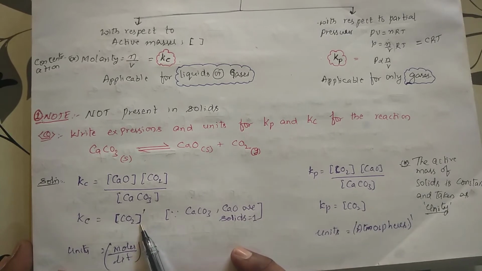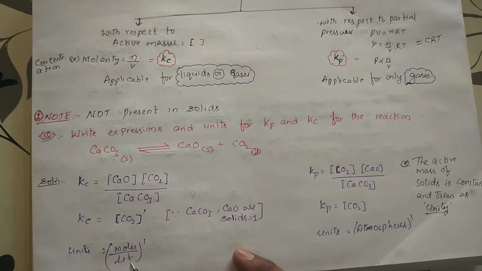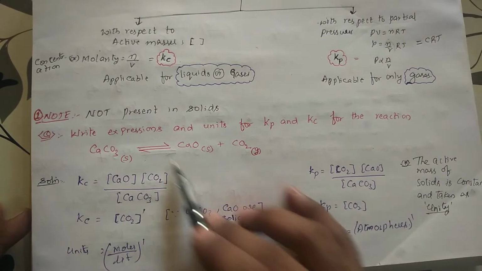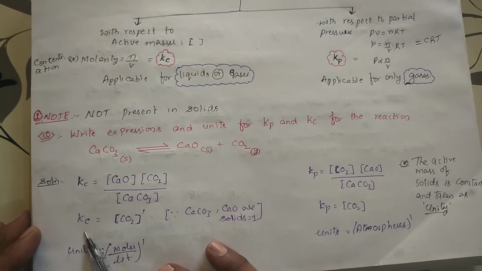And you know that concentration is taken as moles per liter. So moles per liter, and here power is 1. So this is the unit. So this is how to write an equilibrium constant with concentration. Okay. So this one will be the condition.